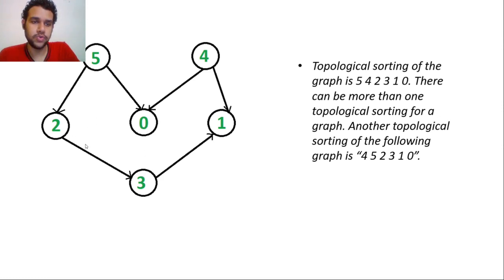So in the graph 2 comes before 3, 3 comes before 1 and 5 comes before 2. So in our final sorted order, this should also be the case. So 5 comes before 2, 2 comes before 3 and 3 comes before 1. And in this order as well, 5 comes before 2, 2 comes before 3 and 3 comes before 1.